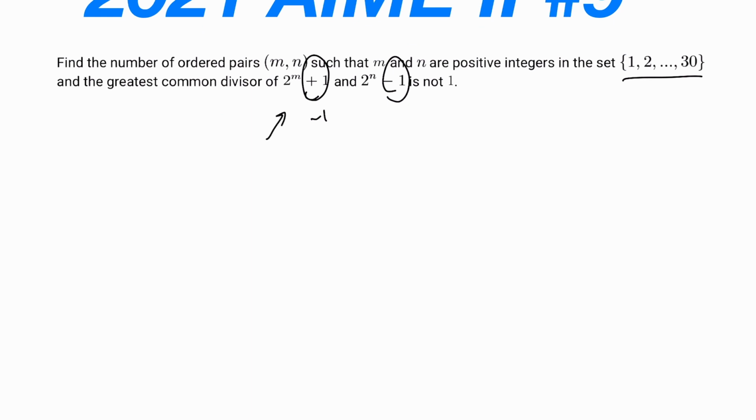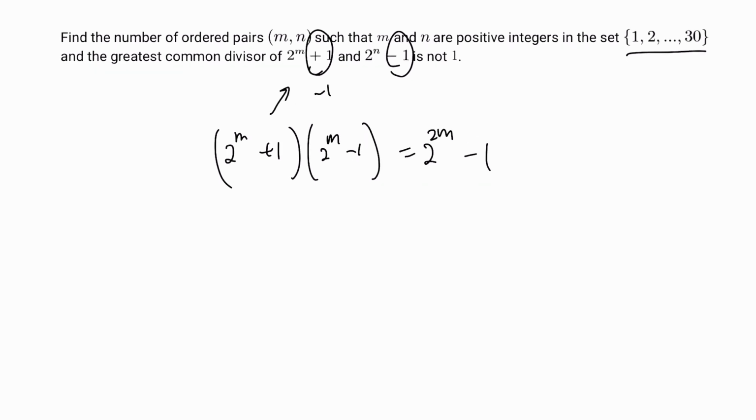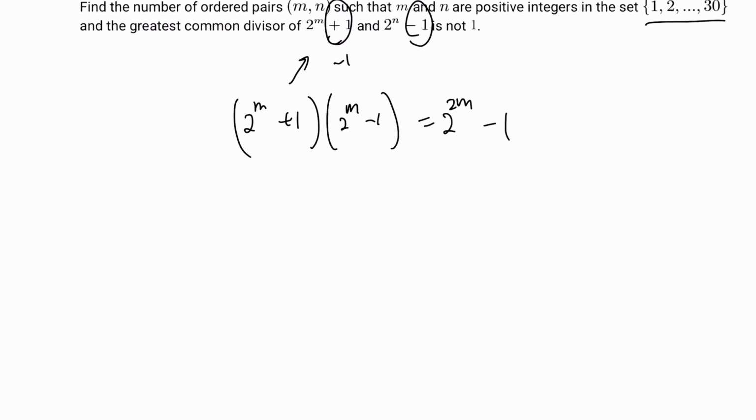We can modify this a little bit. If we multiply 2^m + 1 by 2^m - 1, we will get 2^(2m) - 1. Although the exponent becomes 2m, we would obtain something minus 1, and that would make our life a lot easier. So how can we make 2^m + 1 become 2^(2m) - 1?